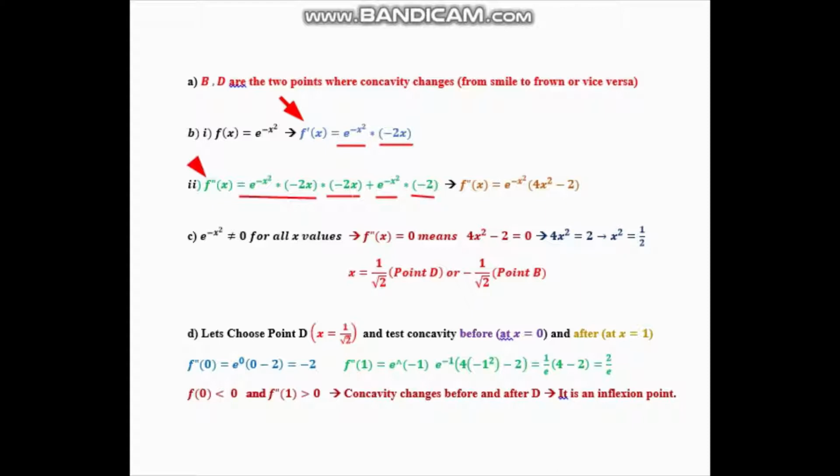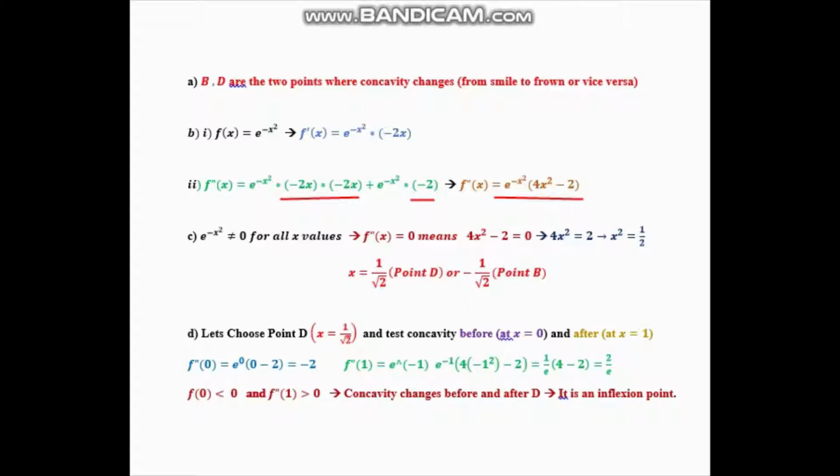Hence, f double dash of x equals e to the power of negative x squared multiplied by 4x squared minus 2. And the way I've obtained this is by first multiplying negative 2x by negative 2x, which gives me positive 4x squared, and then by taking out e to the power of negative x squared as a common factor. So when I take this out as a common factor, what remains inside the bracket is 4x squared and the negative 2. Hence, this is my final expression, which matches that which was given in the question.